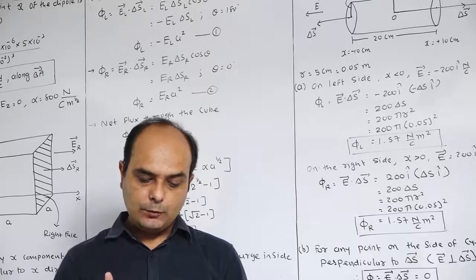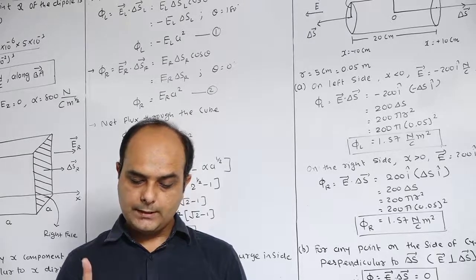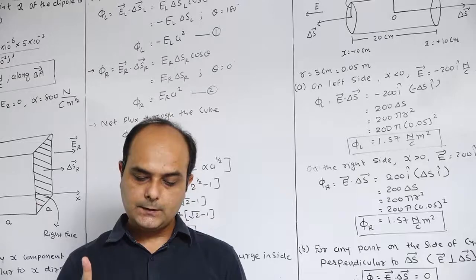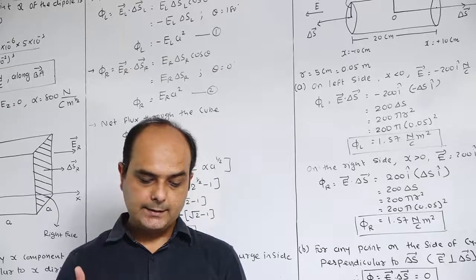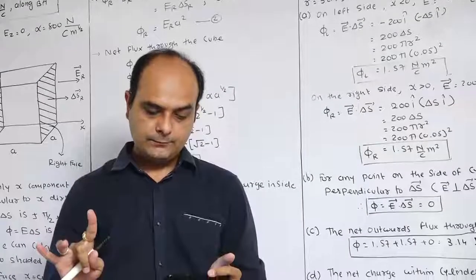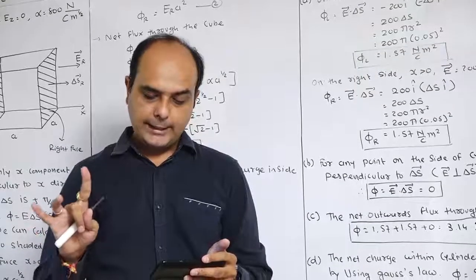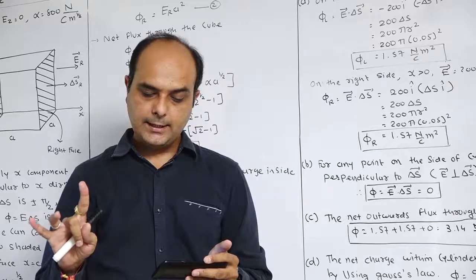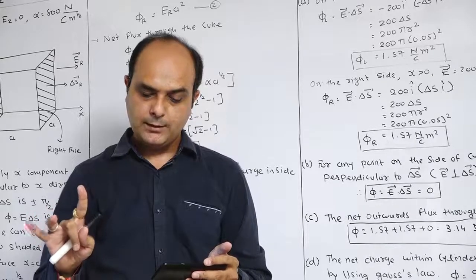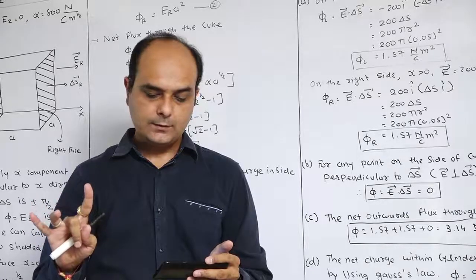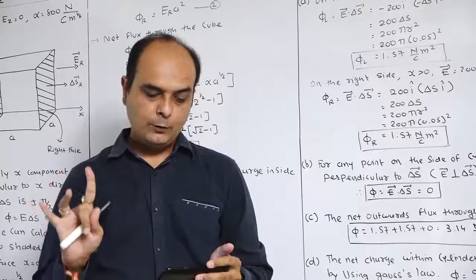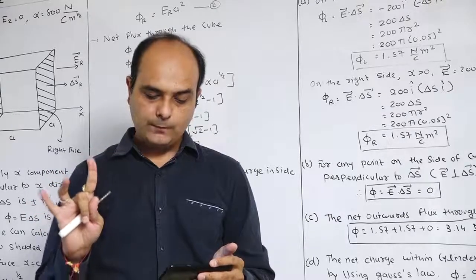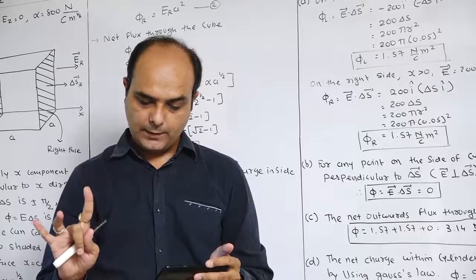A right circular cylinder of length 20 cm and radius 5 cm has its center at the origin, its axis along the x-axis, so that one of the faces is at x equal to plus 10 cm and the other face is at x equal to minus 10 cm. What is the net outward flux through each of the faces?